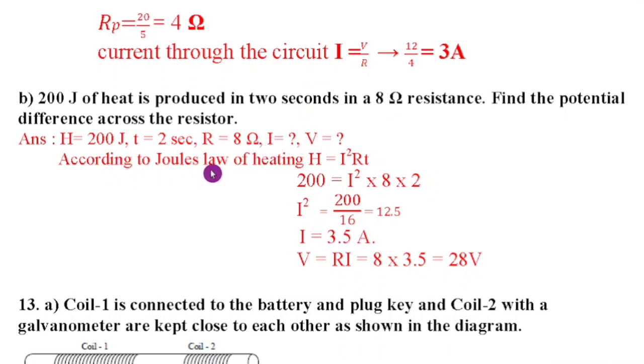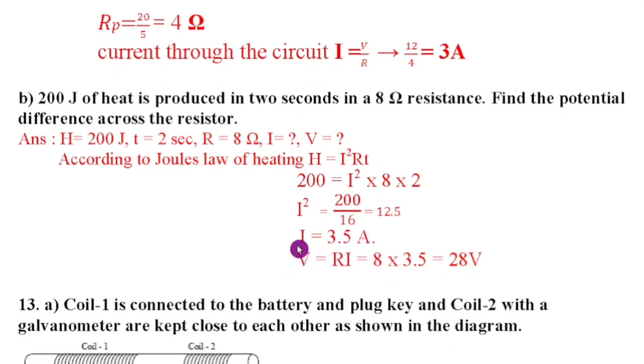According to Joule's heating law, H is equal to I square R T. Writing the given values, 200 is equal to I square into 8 into 2, that is 16. First calculate I square. Taking cross multiplication, I square is equal to 200 by 16, which is 12.5. So I is equal to square root of 12.5, which is about 3.5 amps.